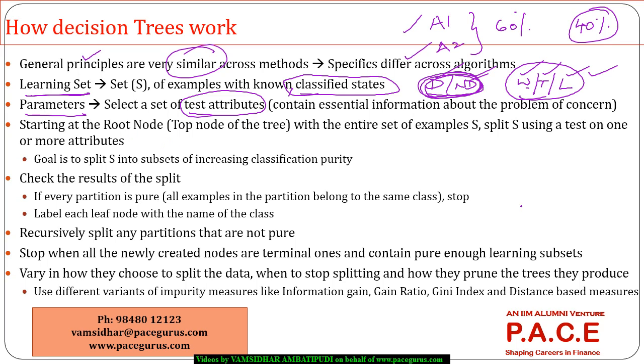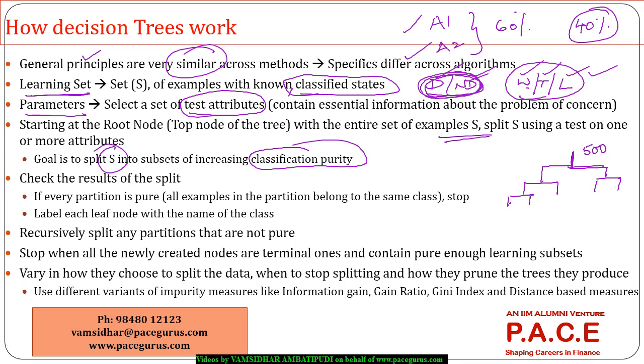So the process is, it starts at the root node. This is the root node at the top of the tree. So here the whole sample, let's say we have taken a sample of 500 observations. The entire sample of examples is typically used at the beginning, and this is typically getting split like this. This whole process, it gets split, right? So the goal is to split this whole set of examples into subsets where the classification purity is higher.